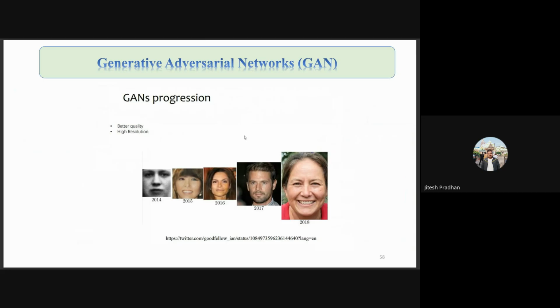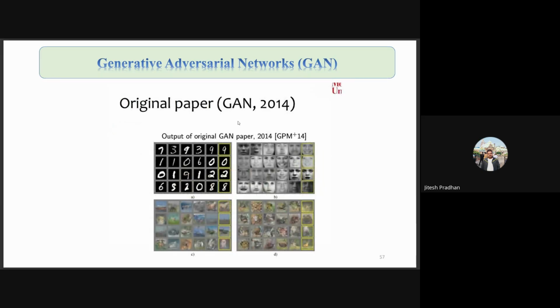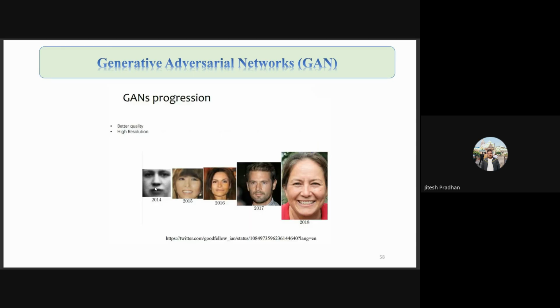Look at the GAN progression. In 2014 it was capable of producing only this type of blurry image. In the previous example, since it was introduced in 2014, all the examples were perfect for numerics. It's the MNIST dataset where it works perfectly. When we talk about faces and natural images, the outputs are not that good, but still it was able to generate images.